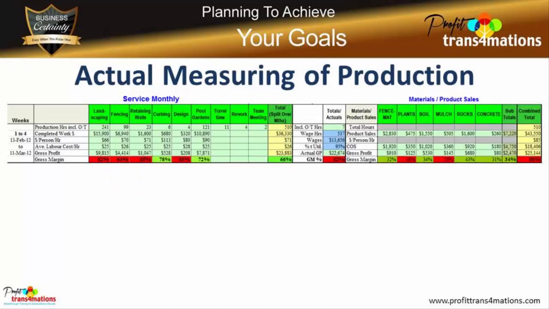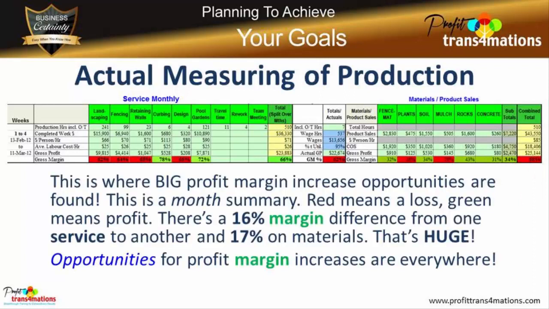So the green is good, red is below where we want to be. But this is the theoretical, because not all the time is being tracked accurately. This is the actual gross margin here of 62%, and by including the margins on the material side of the business, we can actually get a combined overall gross margin figure over here. So this is where big profit margin increase opportunities are found.